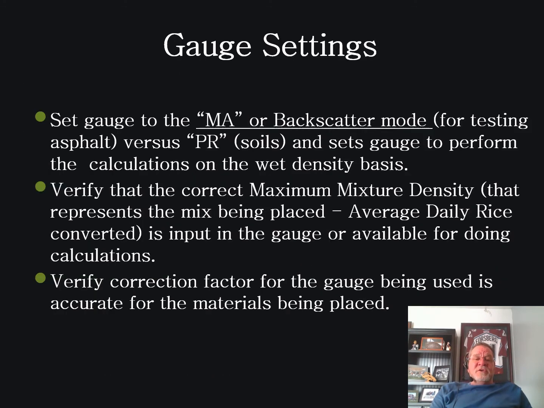Set the gauge to the MA or the backscatter mode for testing asphalt. PR is for soils, which you're then going to read dry density versus wet density. To verify the maximum mixture density that represents a mix, you have the rice value. Average daily rice value is then converted and input into the gauge if available. If not, you're going to do it by hand calculation. You'd verify any correction factor for the gauge is being used and accurate.